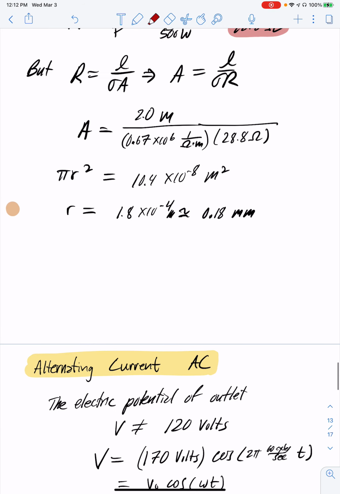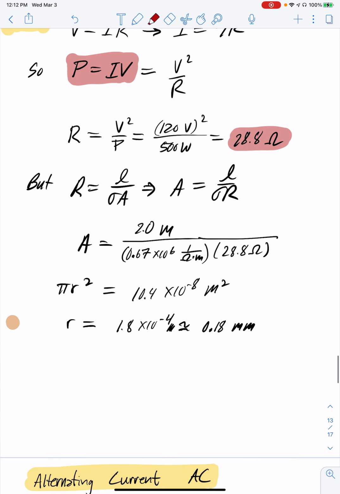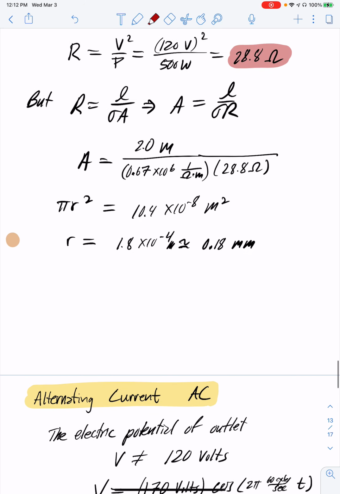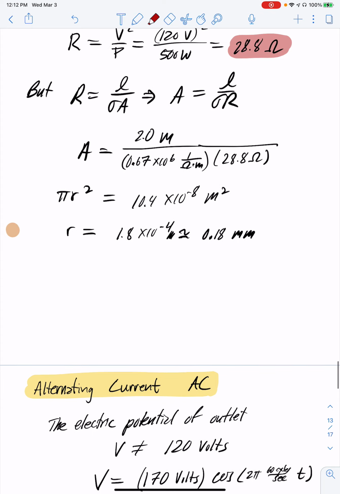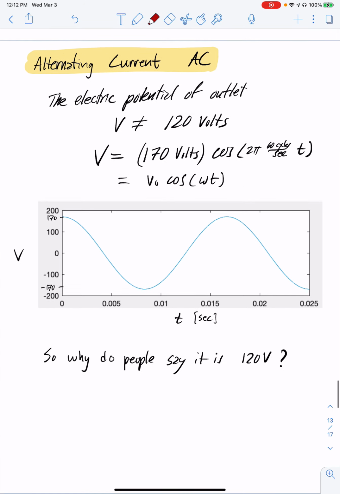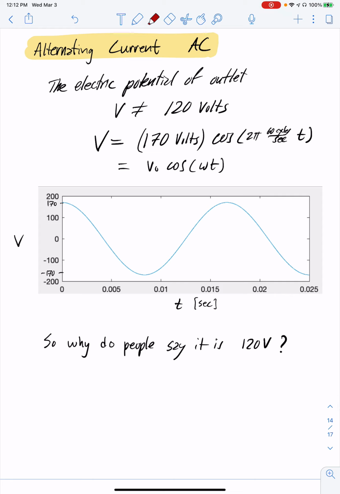Okay, so the thing is, I just lied to you. The voltage on the toaster isn't 120, and even though all your appliances say 120, the voltage is not really 120 in the outlet. It's actually 170, and then it drops down to minus 170. It's an alternating current, or an alternating voltage. We usually call it AC. I don't know why, we just say alternating current. Of course, the voltage alternates too.